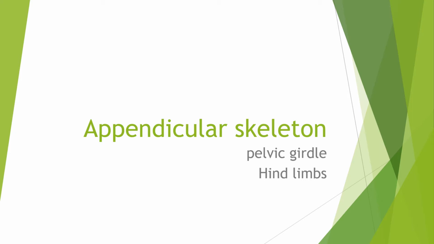Today we are going to start the topic appendicular skeleton that we were previously studying. We were studying the two parts of appendicular skeleton, the pectoral girdle and the forelimb. Today we will start the next two parts of the appendicular skeleton, that are pelvic girdle and hind limb.